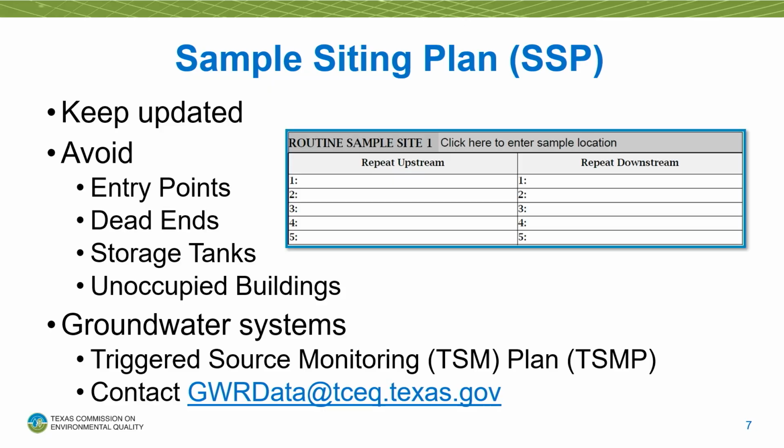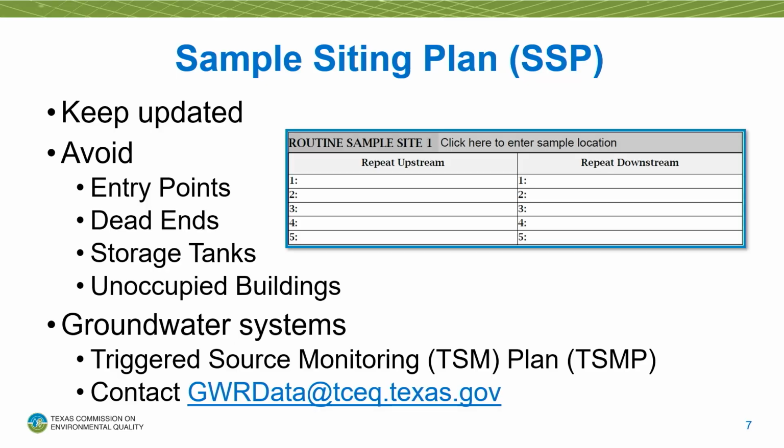So with that being said, you want to avoid these locations: entry points, dead-end mains, storage tanks, and unoccupied buildings. The reason for entry points and storage tanks is they're going to be at the entry point of your distribution system. They're going to be closest to your disinfection equipment, so they're going to have a higher residual. So they're not really going to be representative of your system. And then on the opposite end, dead-end mains and unoccupied buildings are farther away from the disinfection facility. They're going to have a lower residual, and they're not, again, representing the system as a whole.